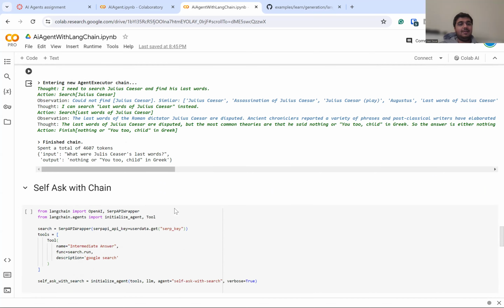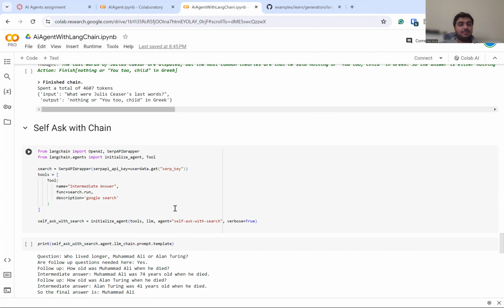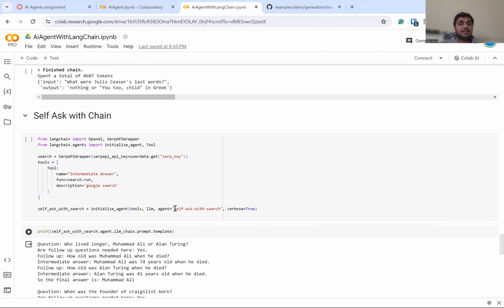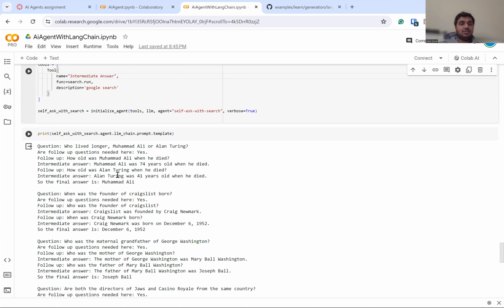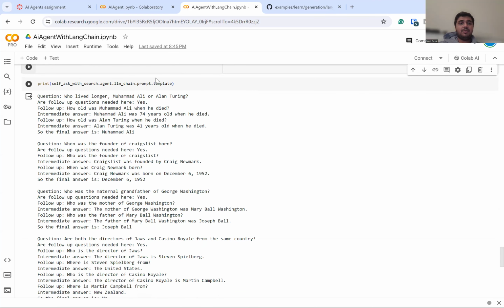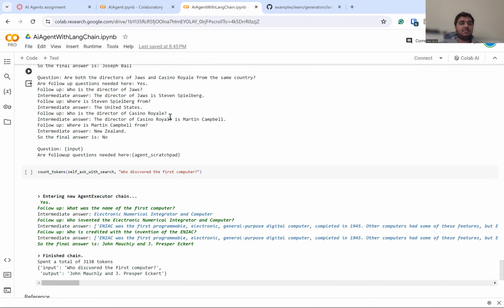Then self-ask with search. For this you would need a SerpAPI key. SerpAPI basically allows your agent to access Google searches and provide that information to the language model in the back. So we are going to be running Google searches on some question. This is a sample prompt, showing how you can prompt it and what response you are expecting.